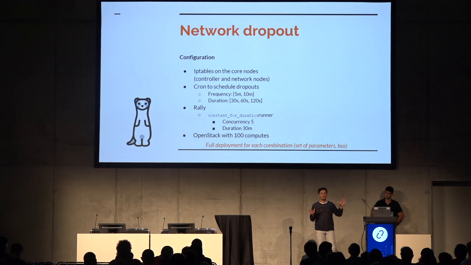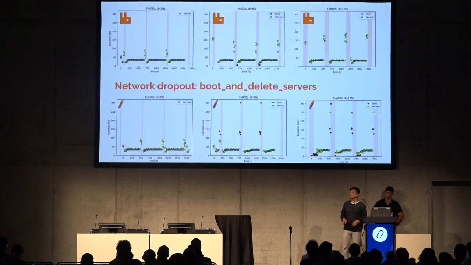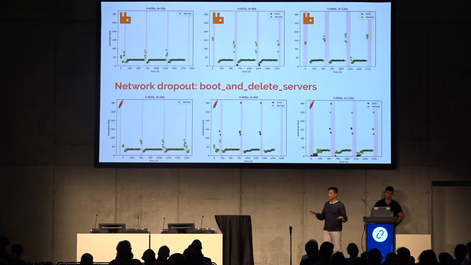We performed 10 Rally benchmarks with a fixed duration of 30 minutes. After each combination of parameters, we completely redeployed OpenStack. The first thing we can observe here is that, in general, OpenStack managed the dropout pretty well.